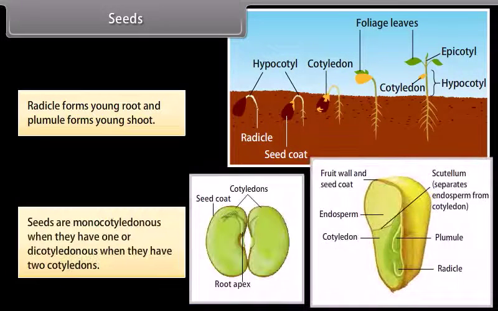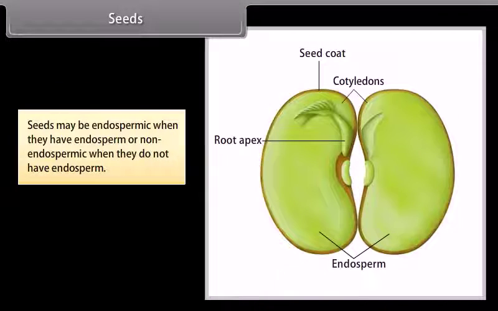Seeds are monocotyledonous when they have one cotyledon, or dicotyledonous when they have two cotyledons. Seeds may be endospermic when they have endosperm, or non-endospermic when they do not have endosperm.